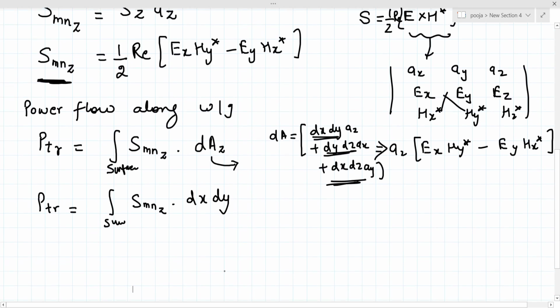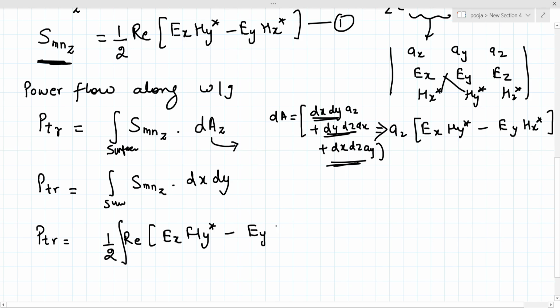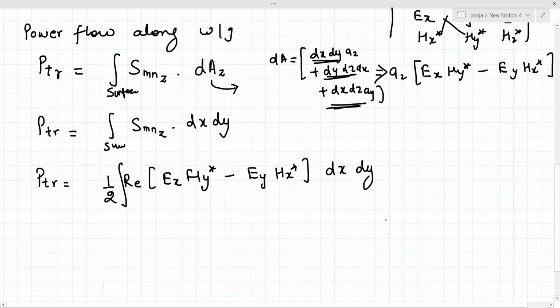Let's put the value of Sm and Z from this equation. Let's give it equation number 1. So PTR is equal to 1 by 2 real part of surface integral Ex Hy conjugate minus Ey Hx conjugate dx dy. Now let's further simplify this equation.